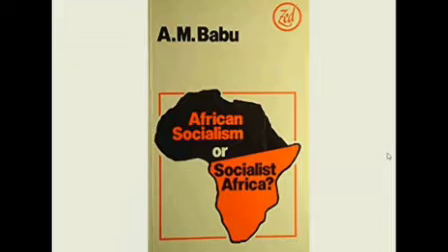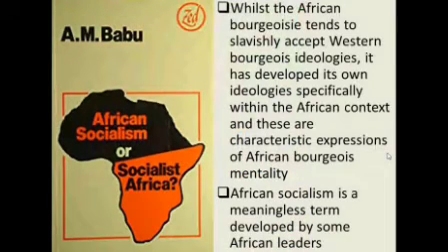So we're going to ask a question: African socialism or socialist Africa? This African bourgeoisie tends to slavishly accept Western bourgeois ideologies, but it has also developed its own ideologies, specifically within the African context. These are characteristic expressions of African bourgeois mentality. Nkrumah discusses something called negritude, which I have not gone into, but anybody interested can read the book. I want to focus instead on African socialism, which he also discusses.